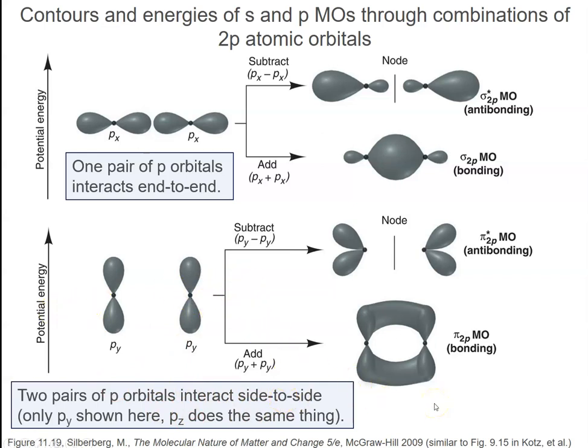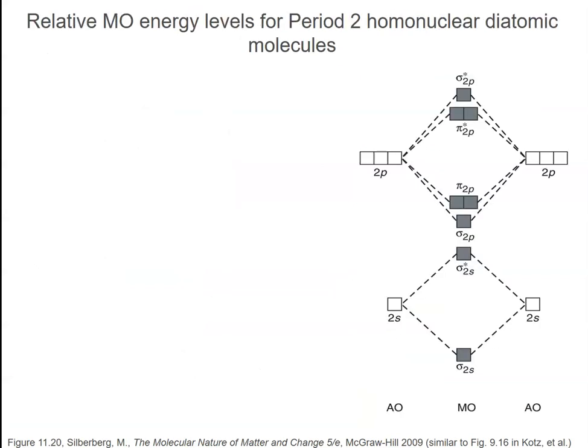So we have p orbitals, we have 3 of them. One pair of p orbitals interacts end to end. 2 pairs of p orbitals interact side to side. The p orbitals that interact end to end form sigma bonding and sigma star antibonding molecular orbitals. The p orbitals that interact side to side form pi 2p and pi star 2p bonding and antibonding molecular orbitals, respectively. Okay, so what does that look like?